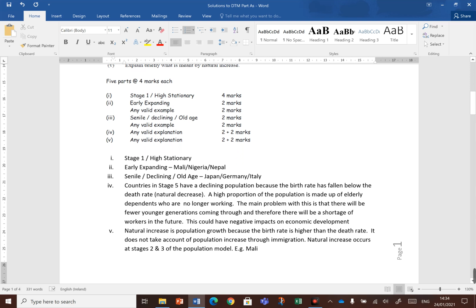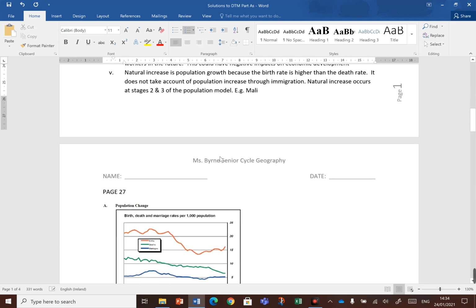You'll see the marking scheme here, so you can correct that according to the marking scheme. If you haven't got it correct, write down the correct answers into your own booklet, so you have it. Simple as that. Okay, next one here then.